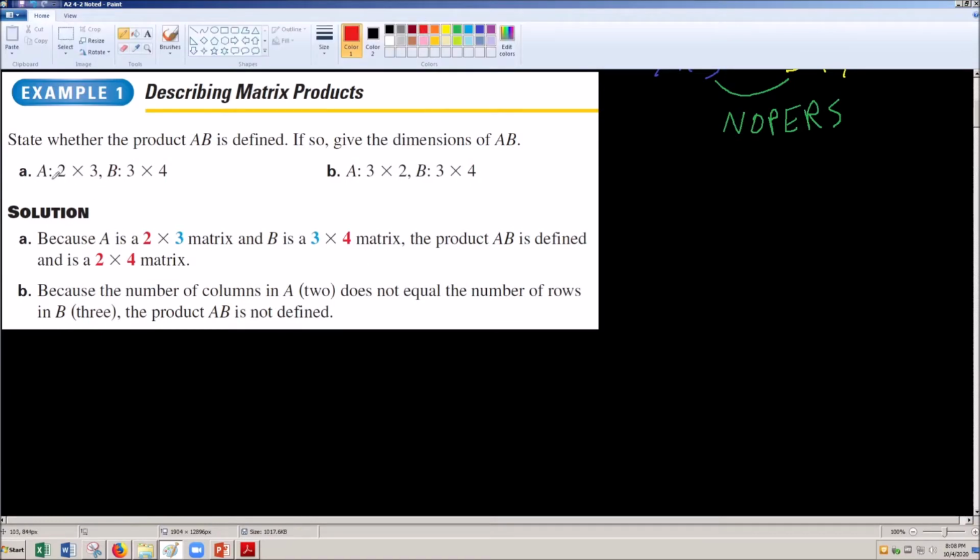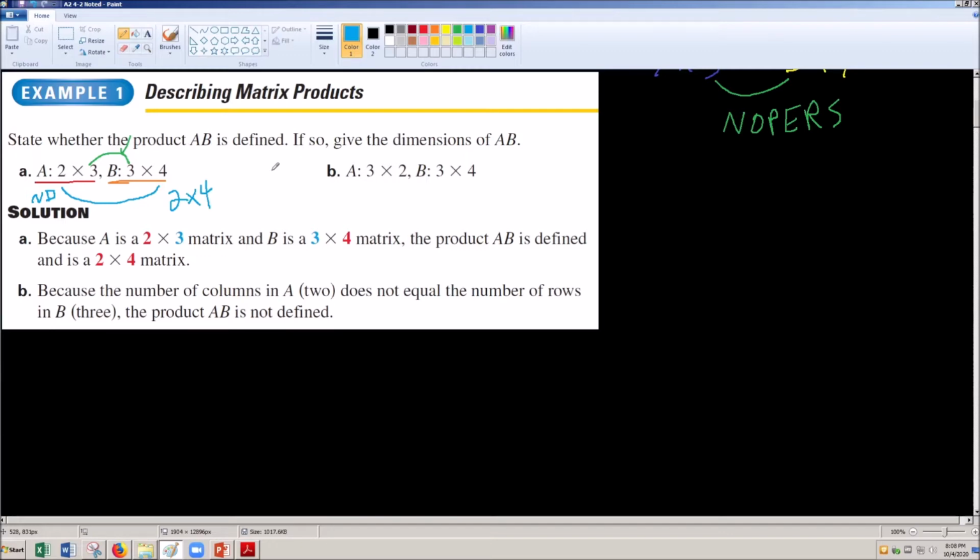The first one: we have matrix A defined as a 2 by 3 matrix, and matrix B defined as a 3 by 4 matrix. Can we multiply these two together? The first thing I want to do is match the inside. Here I have 3 and 3, check, that looks good to go. Now I want to name the dimension of the new matrix, if it's possible. We just said it is possible. The new dimension here is going to be a 2 by 4. We're taking the rows from the first and the columns from the second, and that's our new matrix dimension.